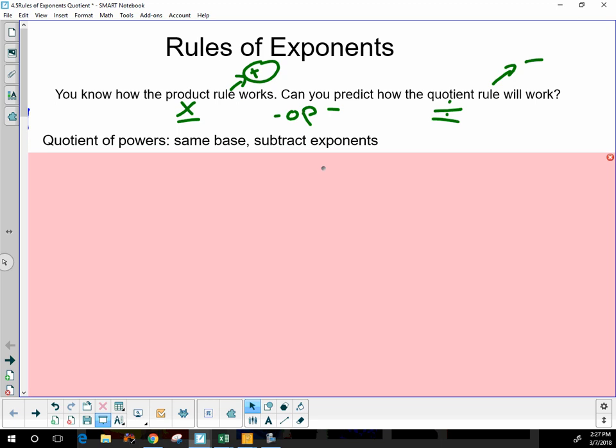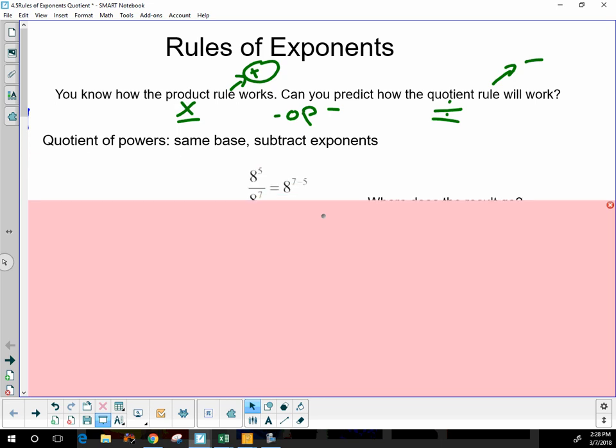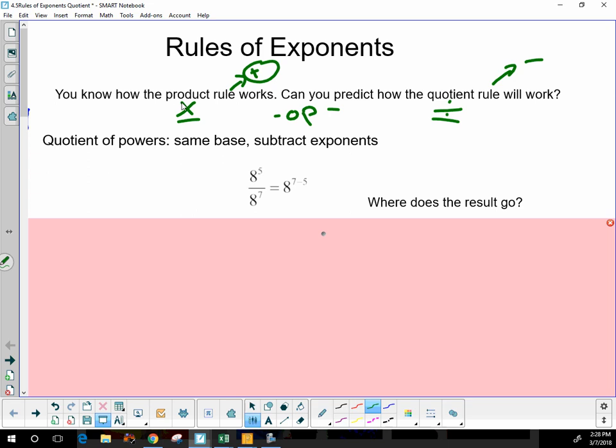Okay? So let's take a look. This is the rule. Quotient of powers. If they have the same base, subtract the exponents. Okay? So let's take a look at how this is going to work, because it's not always as easy as it sounds. You have 8 to the 5th over 8 to the 7th. And now you want 7 minus 5, because we haven't done negatives yet. Okay? So you don't want a negative, so you're going to get 7 minus 5, which is 8 squared.